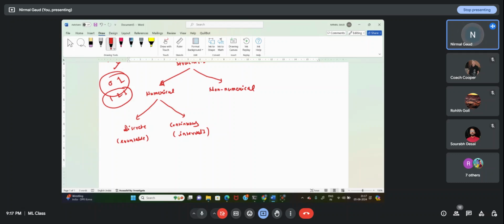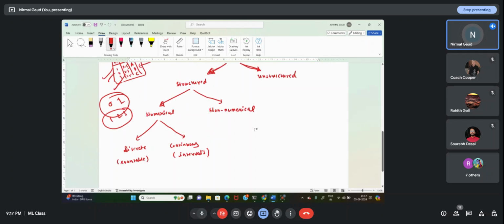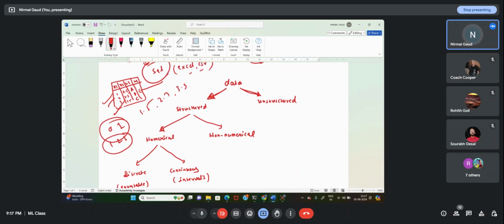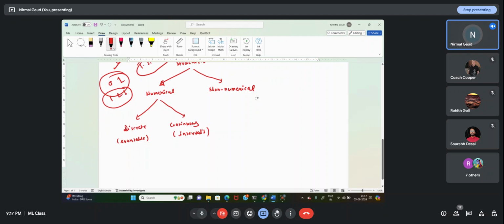Majorly, the continuous values are in fractions, like 1.5, 2.7, 3.9. So I can represent all these in a group or in an interval, like from 1 to 4. This will be the class interval in which you can represent all these values, because you can't count 1.5, 2.7, 3.9. So you have to represent them in the form of an interval. So this comes under continuous.